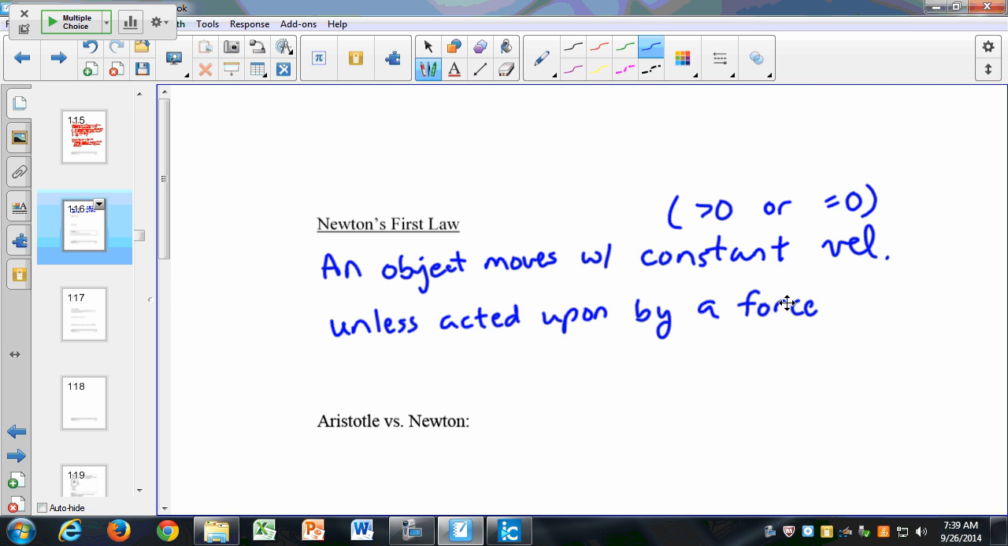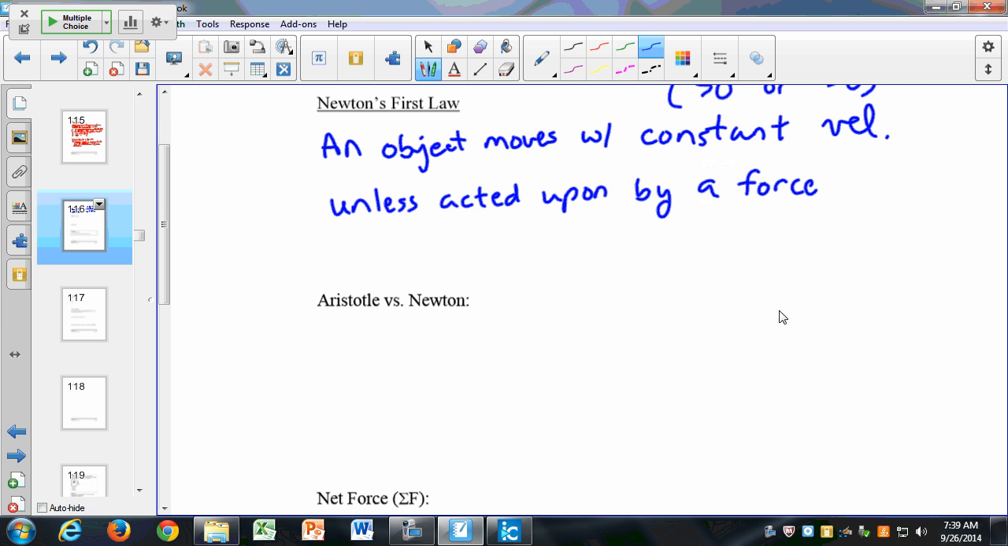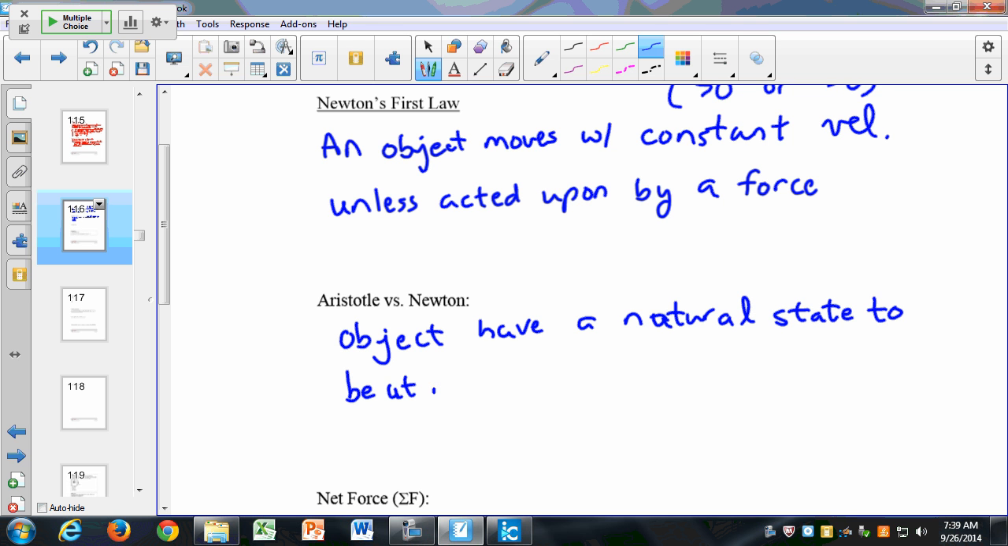And that's generally, when Newton came up with this first law, that was generally the idea that was held, that objects tend to have a natural state, and that is at rest. So objects have a natural state. This is the view that was held to be at rest. And Aristotle, of course, who predated Newton by hundreds of years, thought that this was the case, that every object had this natural state to be at rest.